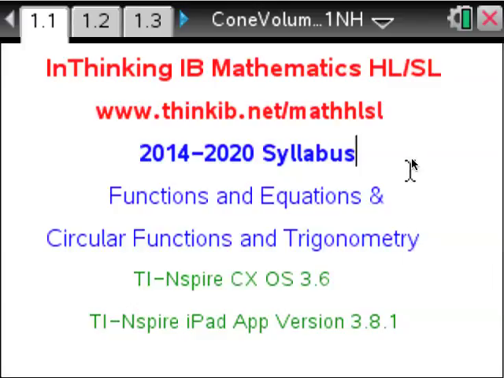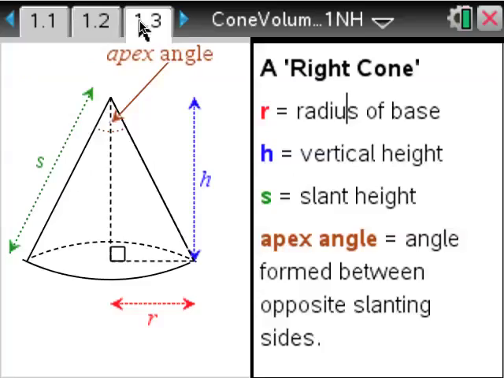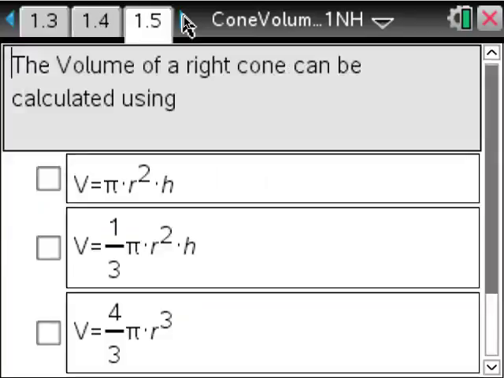This document links to the functions and equations topics and the circular functions and trigonometry topics of the IB Maths course. It's specifically looking at the volumes of cones, and it defines all the variables that we require on page 1.3. As we go through the document, it checks on prior knowledge, and it sees if students know what facts they should be taking into the activity, and these are self-check quiz pages.